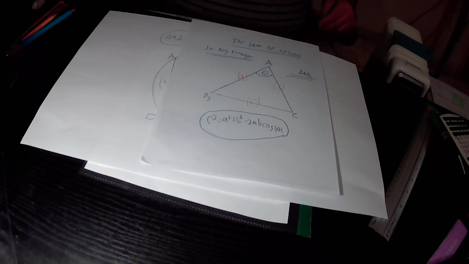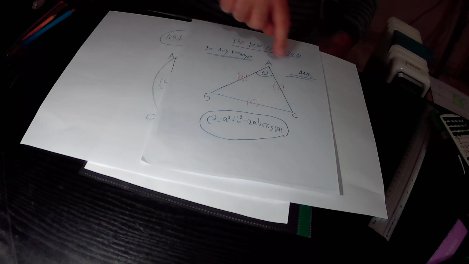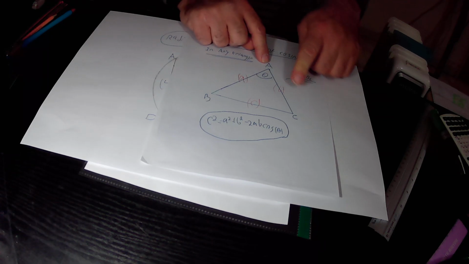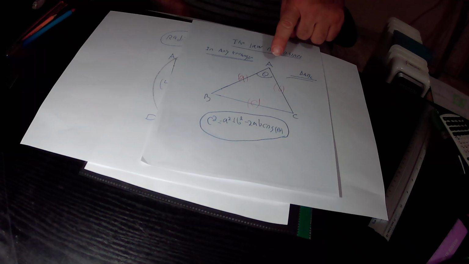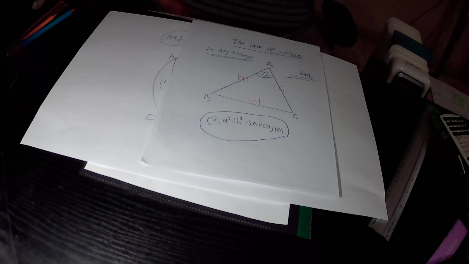The law of cosines is true in any triangle, so this is triangle ABC that could be any triangle. AB equals A units, AC equals B units, BC equals C units. Angle BAC is theta degrees in size. According to the law of cosines, the following equation is true: C squared equals A squared plus B squared minus 2 times A times B times cosine theta.